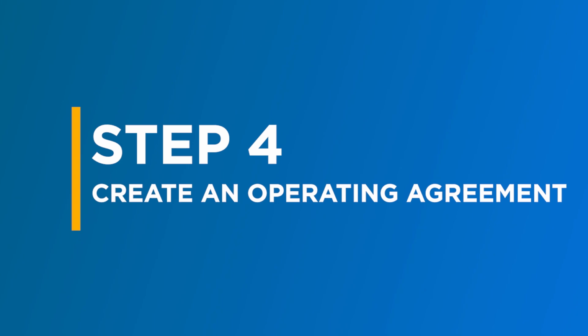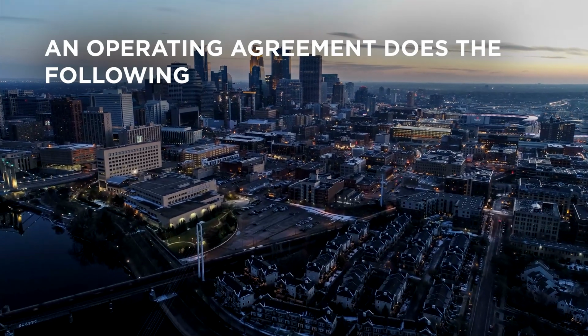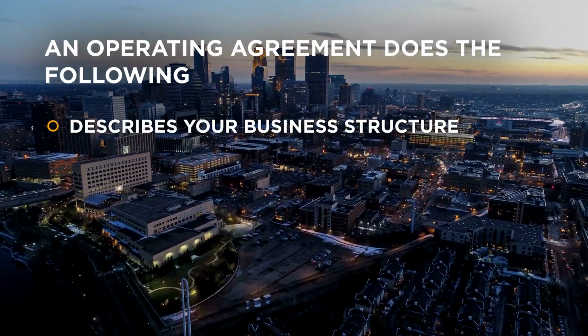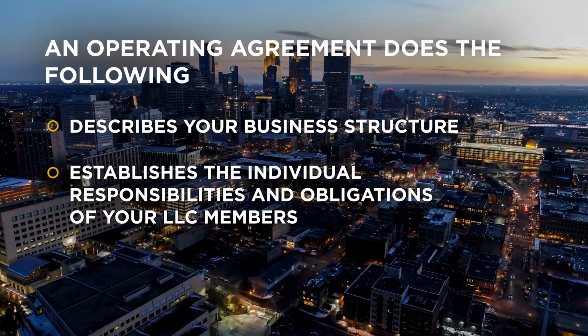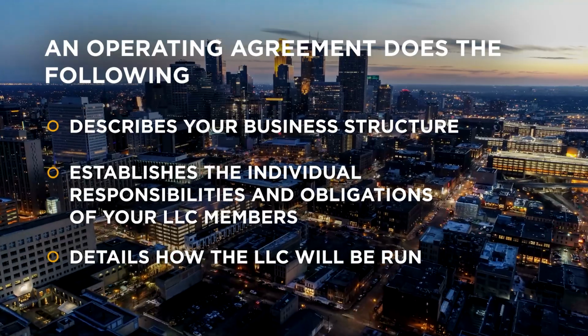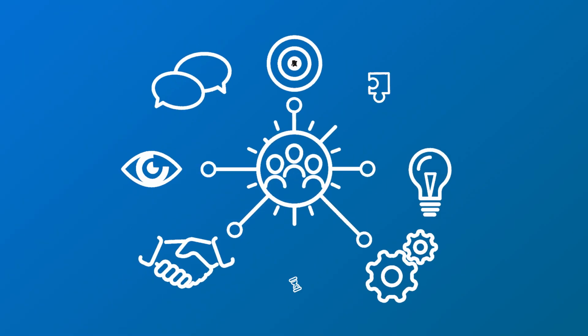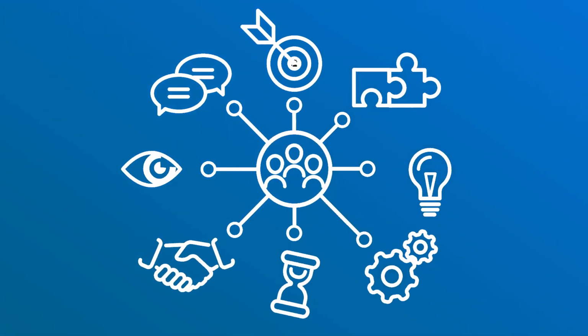Step 4. Next is to create an operating agreement. An operating agreement will describe your business structure, establish the individual responsibilities and obligations of the LLC members, and detail how your LLC will be run. Although Minnesota doesn't require one, an operating agreement clarifies the specific duties of its members. This may help your LLC avoid significant legal and operational difficulties.